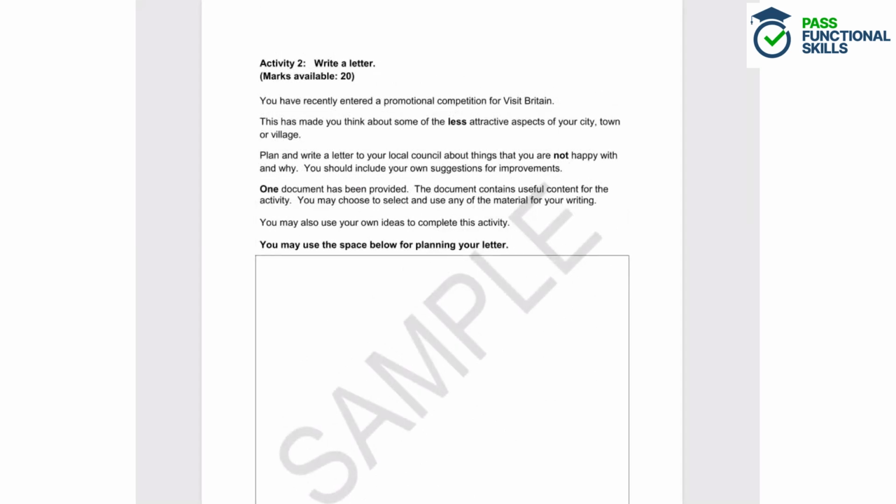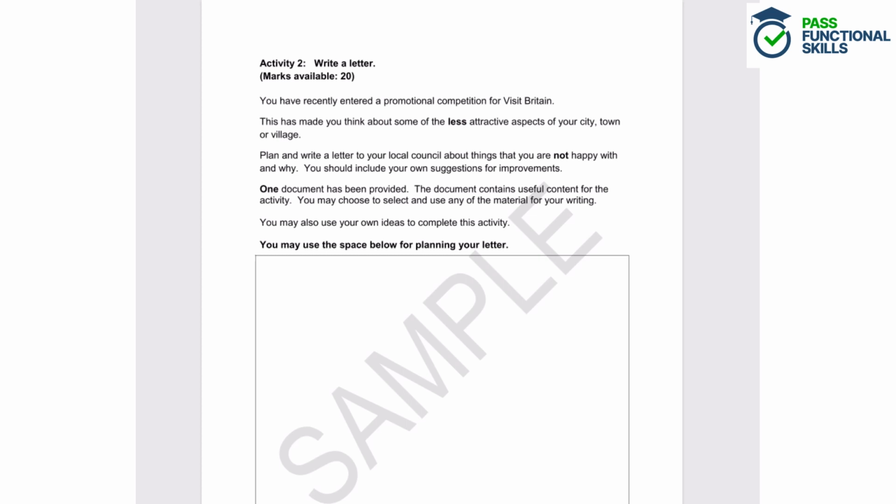So the second activity asks us to write a letter. You have recently entered a promotional competition for Visit Britain. This has made you think of some of the less attractive aspects of your city, town or village. Plan and write a letter to your local council about things that you are not happy with and why. You should include your own suggestions for improvements.